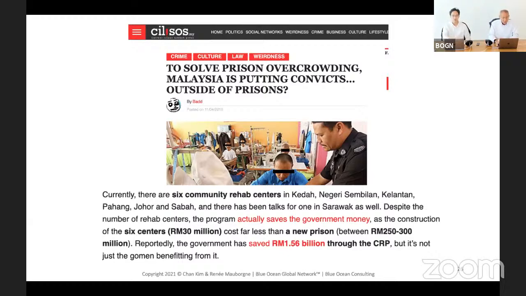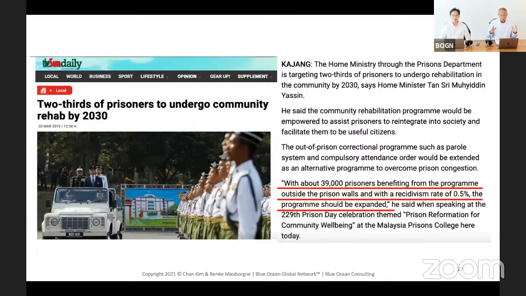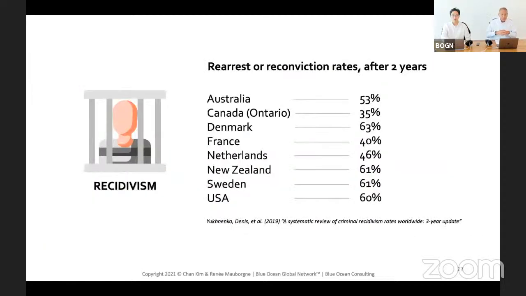Now, if you look at it here, up to recently, there are 39,000 petty crime offenders who went through this program, and the recidivism rate is 0.5%. Only 0.5% is the recidivism rate. Do you want to know what a normal recidivism rate is? The normal recidivism rate across the world is above 50%. Above 50%. Now, this program achieves 0.5%.